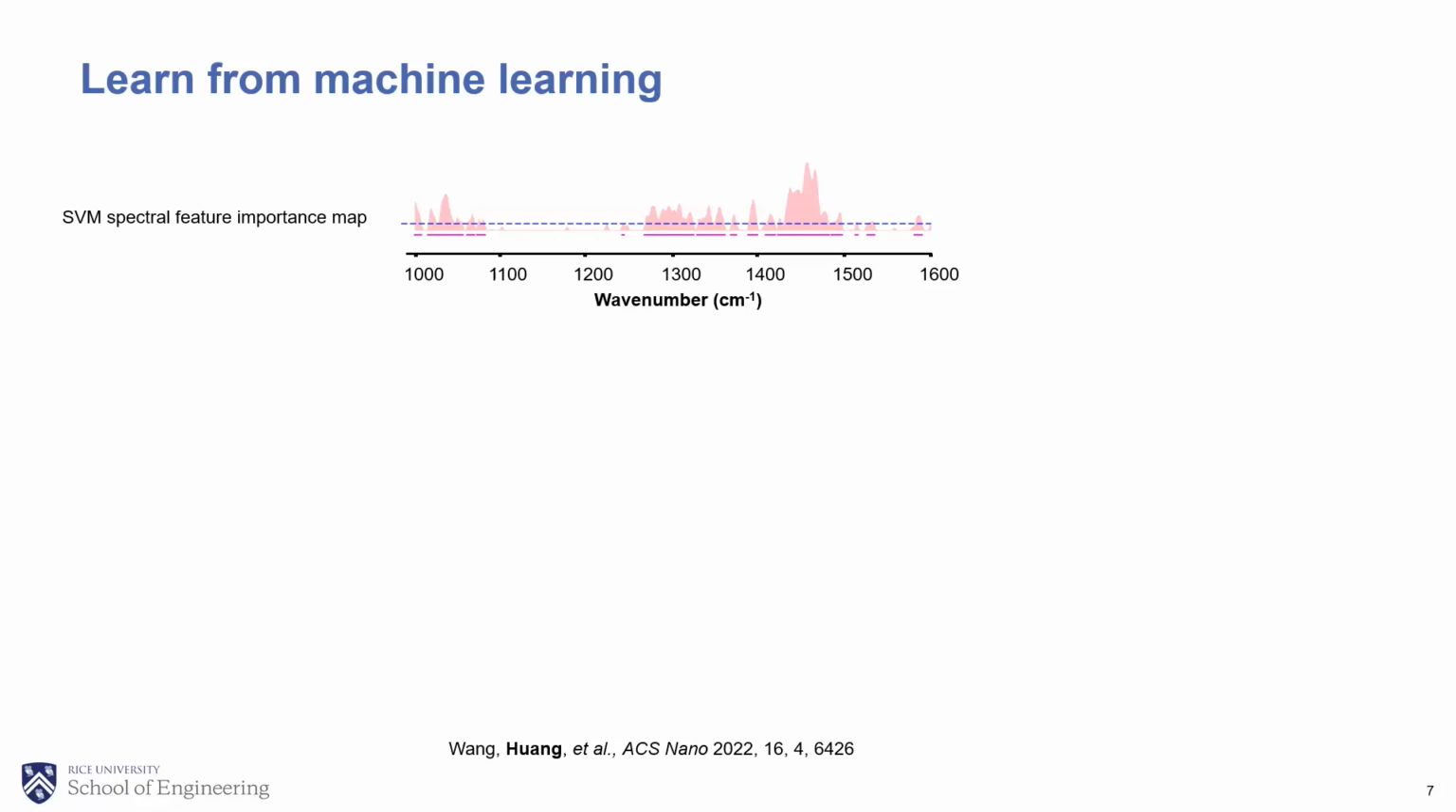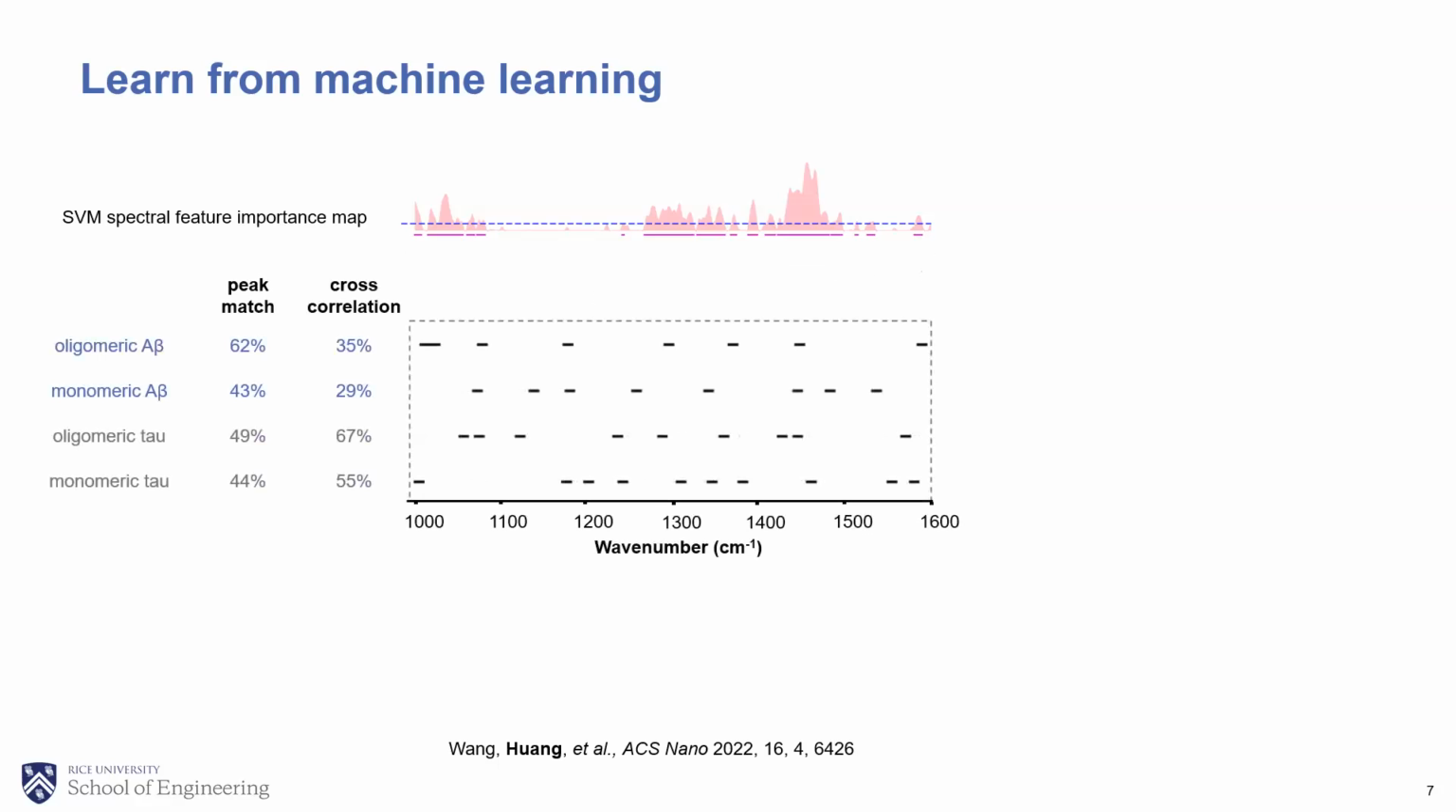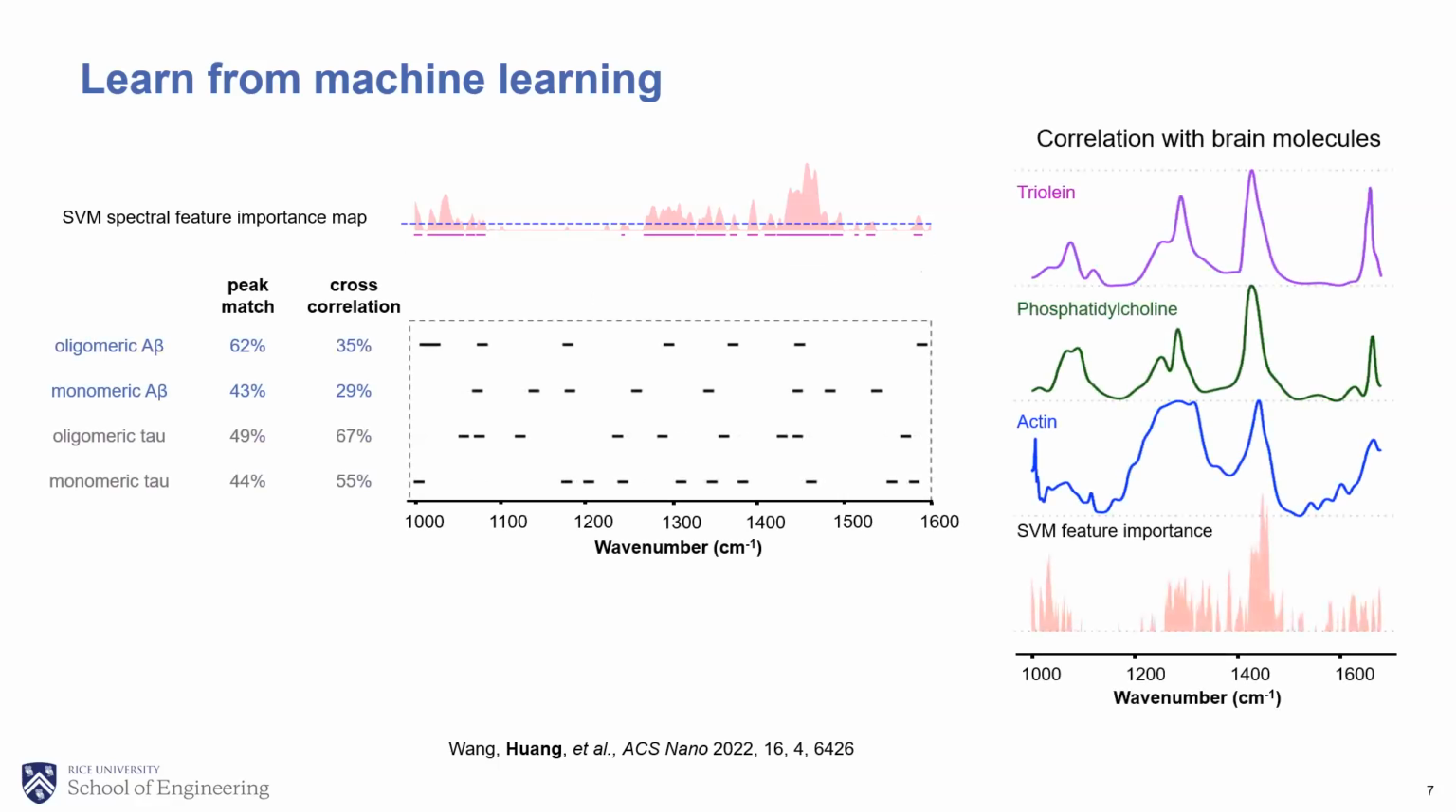So now let's examine the known AD biomarkers. And here I'm showing 4 molecules. Actually, there are 4 proteins, A beta and tau proteins. The black dashed lines show the spectral ranges of their Raman peaks. So we can first calculate the spectral overlap between the Raman peaks of the biomarkers and the spectral feature importance peaks. We can get a peak matching score.